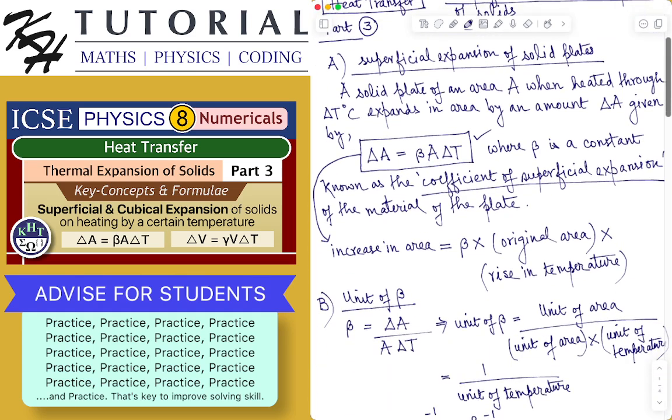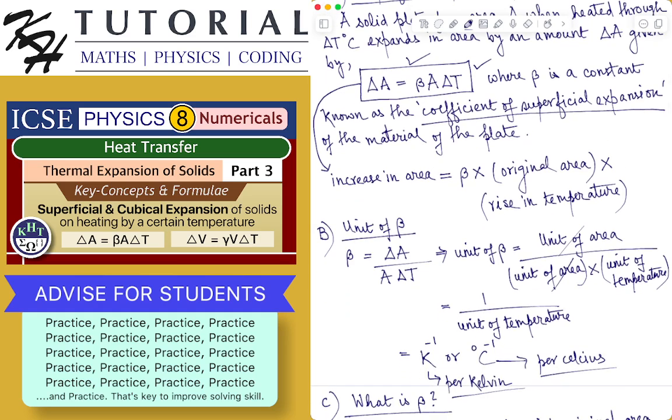Now the unit of beta is the same as the unit of alpha. You can see from this formula that beta is equal to delta A divided by A multiplied by delta T. So the unit of beta will be equal to the unit of delta A, which is unit of area, divided by the unit of A, which is unit of area, multiplied by the unit of delta T, which is the unit of temperature. So the unit of area cancels from numerator and denominator, and we are left with 1 by unit of temperature.